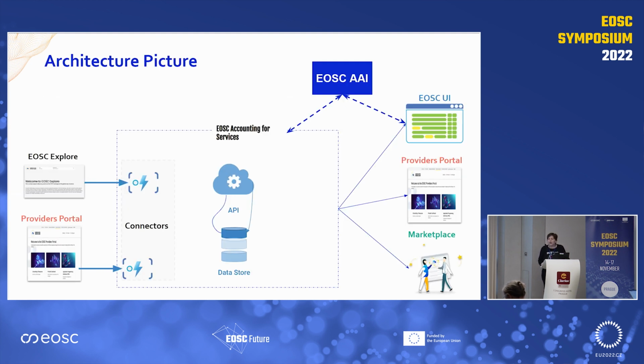So the architectural picture again is that we have created a few custom connectors to get data from the other components of EOSC, like the EOSC Explorer for the projects. We don't allow the users to rewrite the information about the projects, but we get all the information needed from EOSC Explorer. And for the providers, we get the information we need from the provider's portal. The service is integrated also with the EOSC AAI, and the information is ready to be integrated. We have our own UI, and we're ready to integrate with the provider's portal and the marketplace.